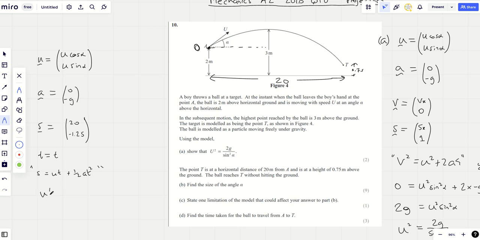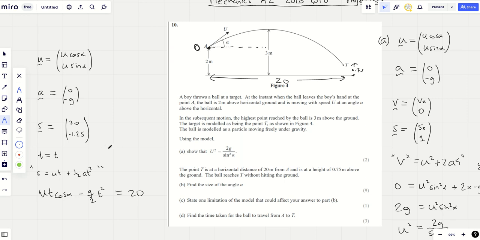So I get ut cos alpha. And remember, I know what capital U is now, really, in terms of sine alpha anyway. But ut cos alpha minus g over 2 t squared, well, that should equal 20. Okay, that's interesting. Trouble with this is I've got a t and I've got an alpha which is still unknown, which is slightly disappointing.